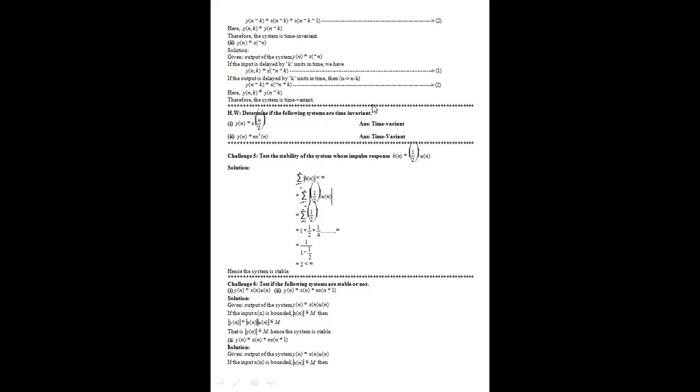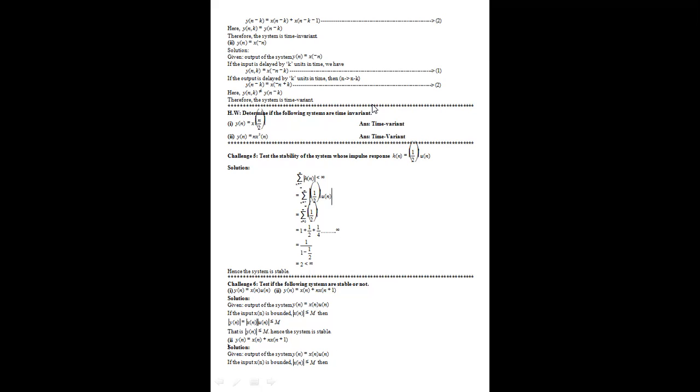Okay, so we know the stability condition. Summation n equals minus infinity to infinity of 1 by 2 to the power of n will be equivalent to 1 plus 1 by 2 plus 1 by 4, up to infinity. We know the geometric series 1 plus a plus a squared up to infinity can be given as 1 by 1 minus a. So 1 by 1 minus 1 by 2 gives a finite value, which is less than infinity. So we can conclude the given system is stable.